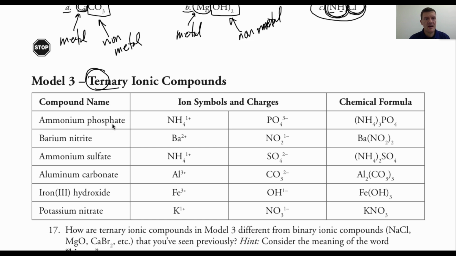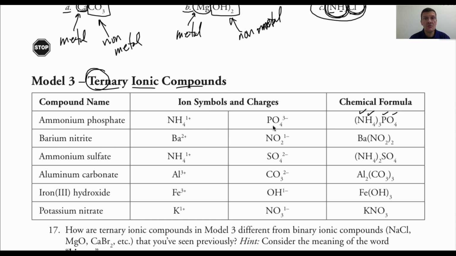So you'll notice here we have not just a metal and a nonmetal, but we've got 3 or more elements involved. In this one, we've got nitrogen, hydrogen, phosphorus, and oxygen. As is the case in all of these, we've got 3 or more elements involved in our ionic compound. If that's the case, you are guaranteed that there are polyatomic ions.